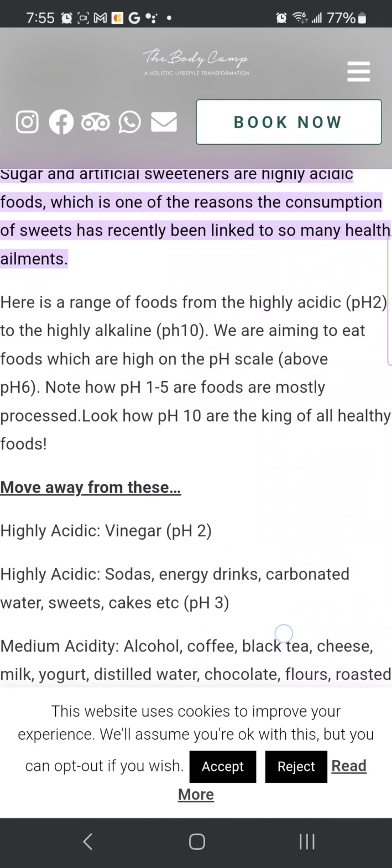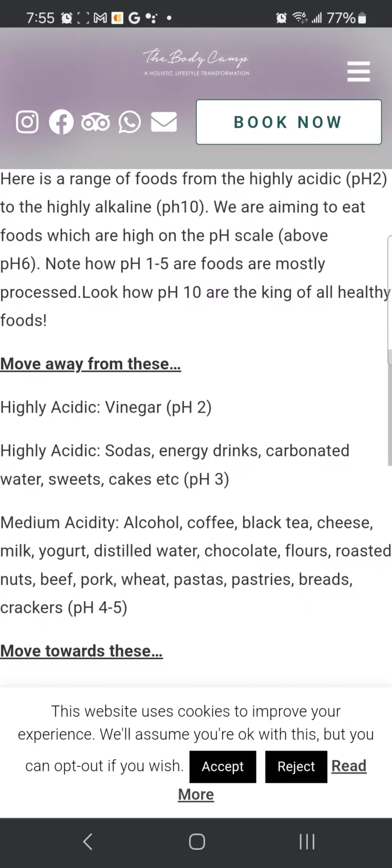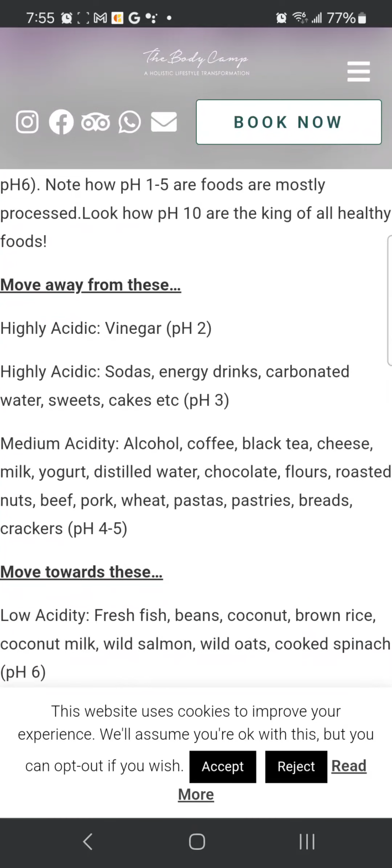We're aiming to eat foods that are high on the pH scale, above 6. Note how pH 1 to 5 are foods that are mostly processed foods. Look how pH 10 are the king of all healthy foods. Move away from these. Highly acidic: vinegar.